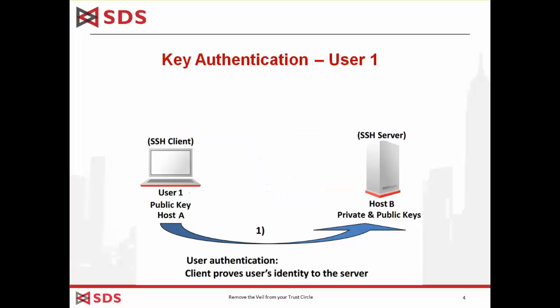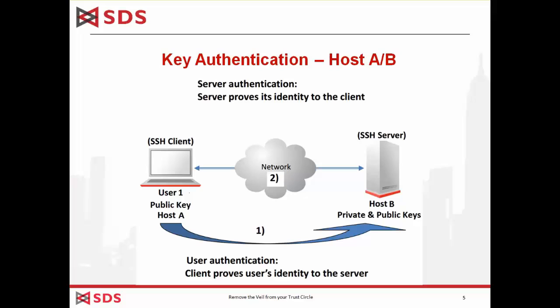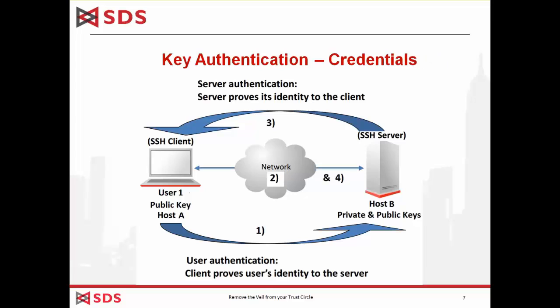In a password authentication process, first, user 1 initiates a logon to host B. Second, host A authenticates host B using the host B public key stored in user 1's known host file and establishes an encrypted connection with host B. Then user 1 is prompted for a username and password and potentially other requirements by host B. Lastly, the credentials are sent to host B over an encrypted connection. Host B authenticates user 1 by verifying the credentials provided by user 1.